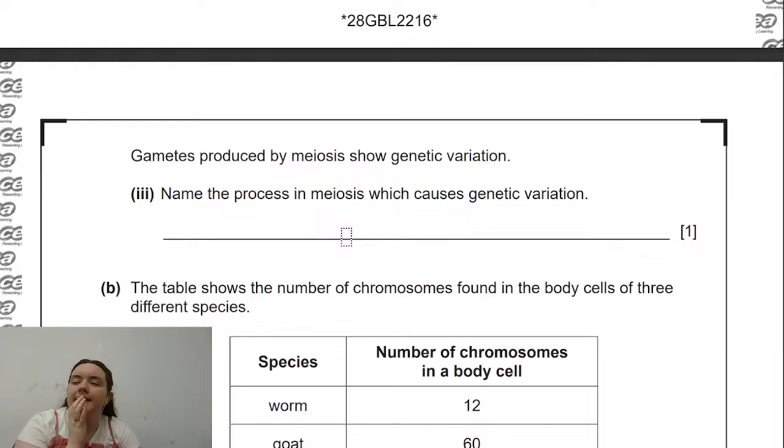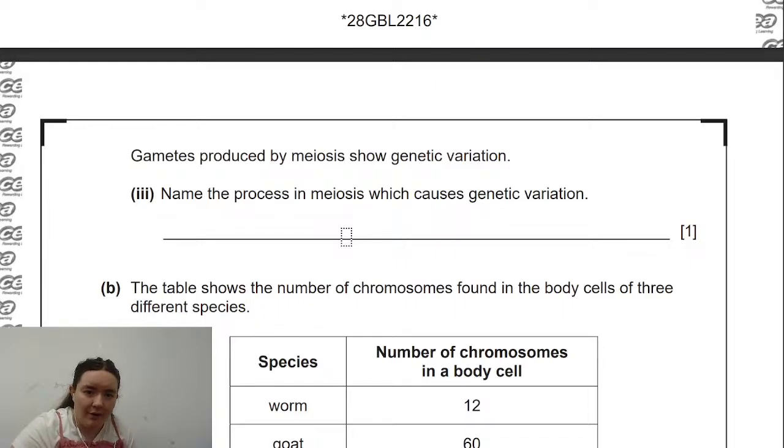I just think it's really interesting that the root word for testes comes from the same root as testament, and it just means to bear witness. It's an odd word. So gametes produced by meiosis show genetic variation.